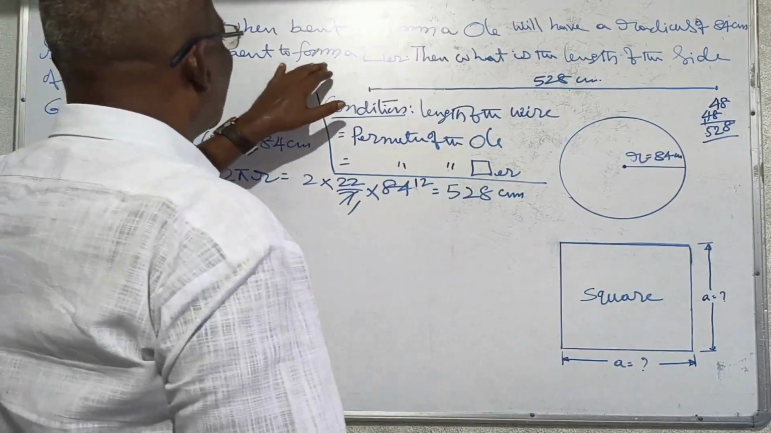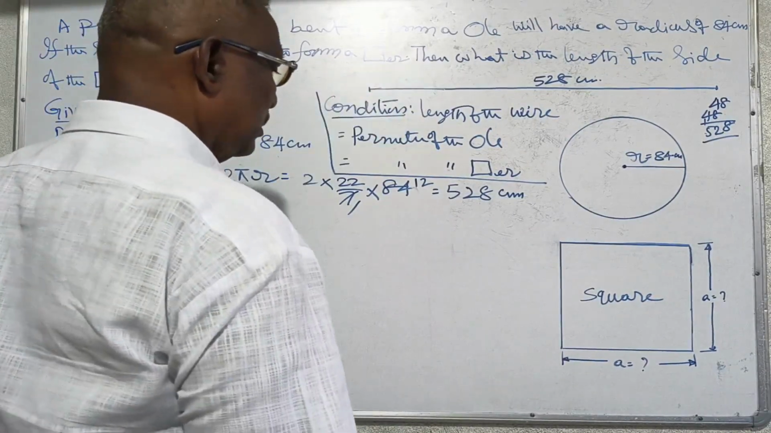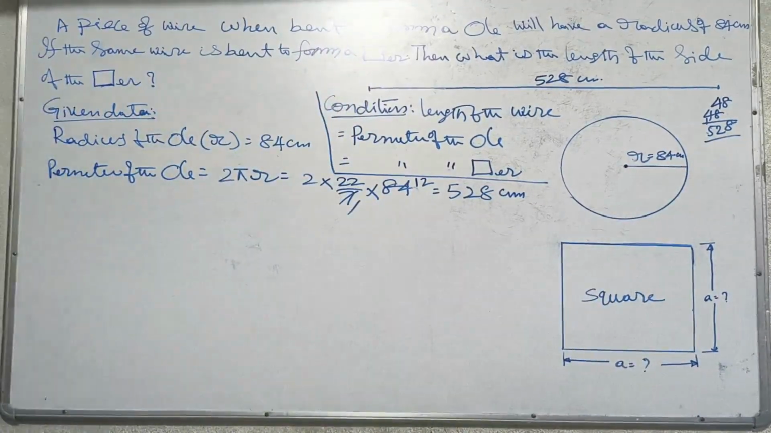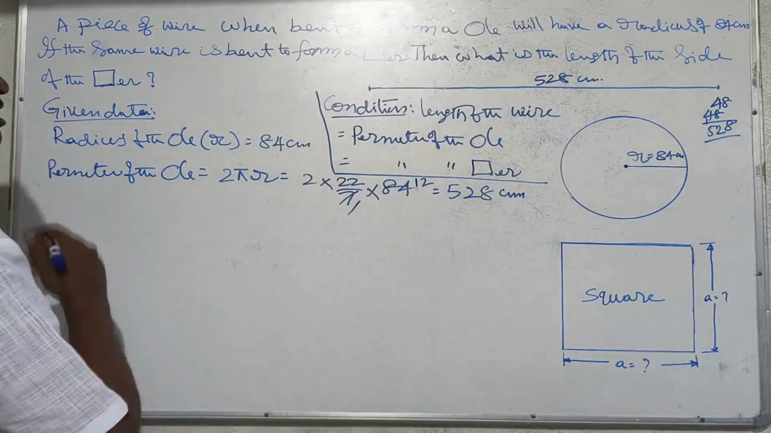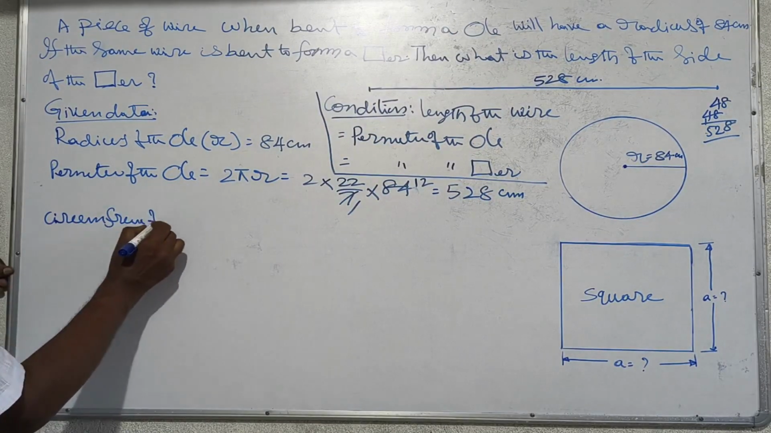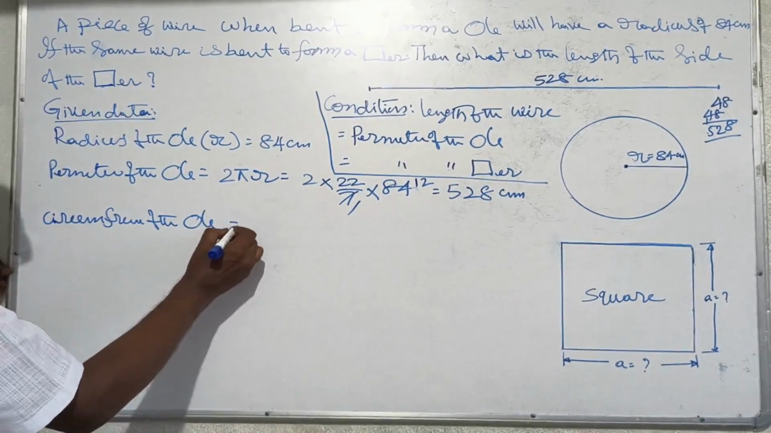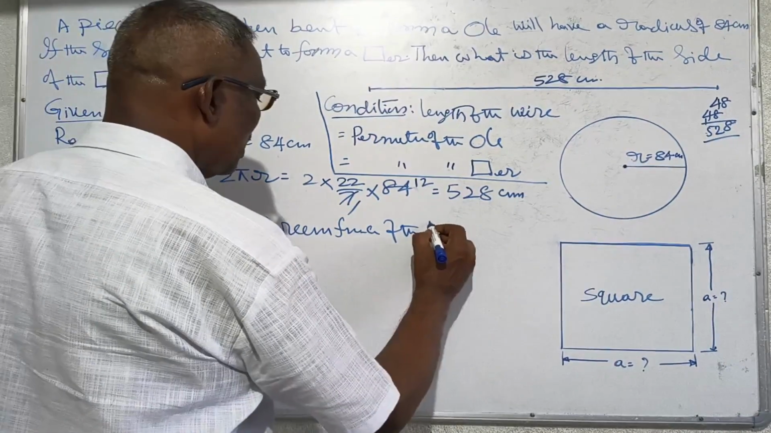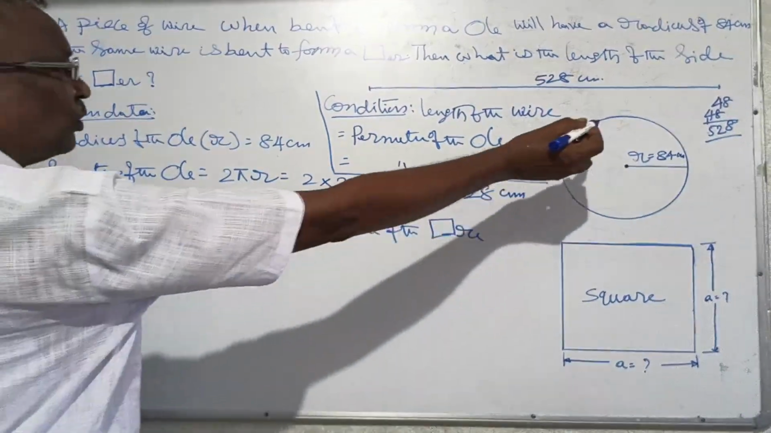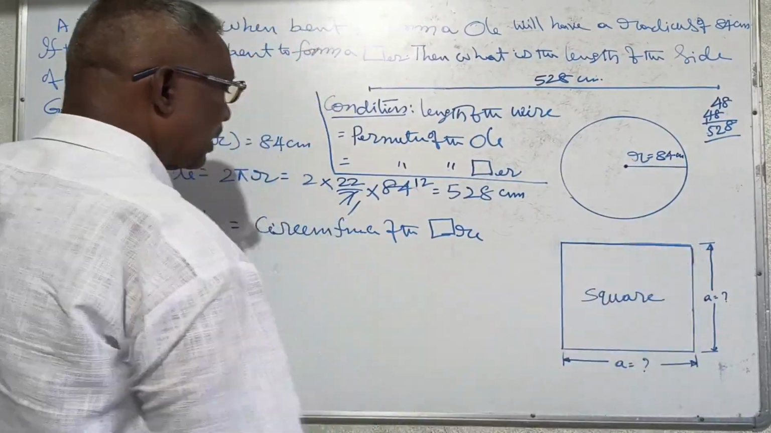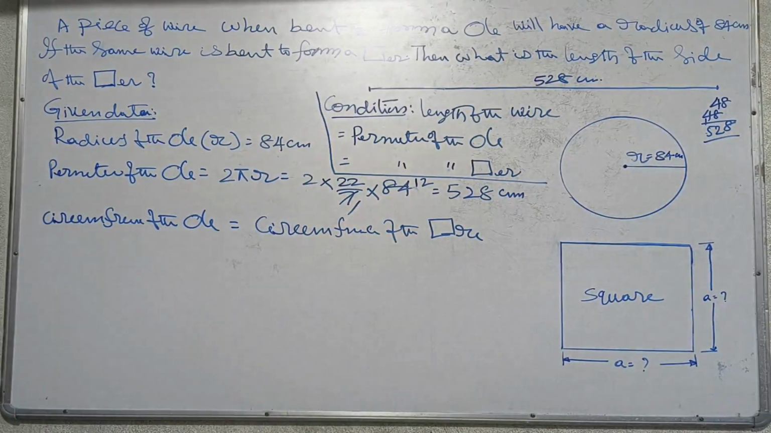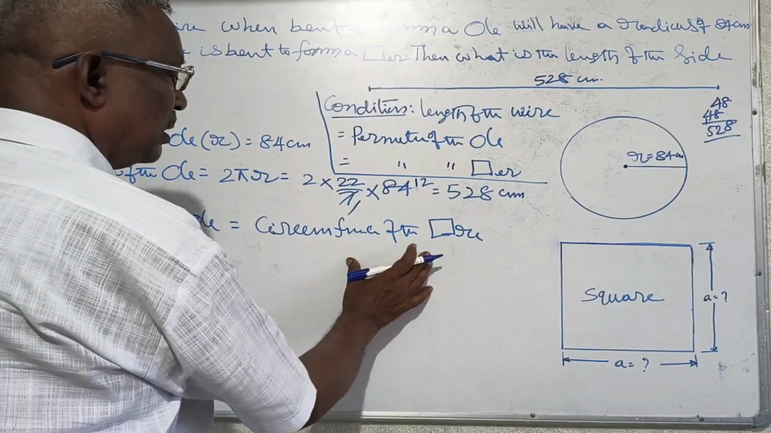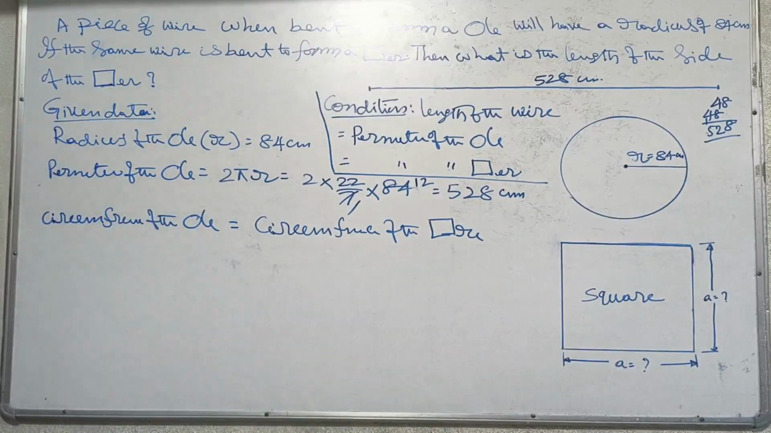The same wire is bent in the form of a square. So that means you write the condition here. Circumference of the circle is equal to circumference of the square. So that is the length of wire. What is the circumference of the square?